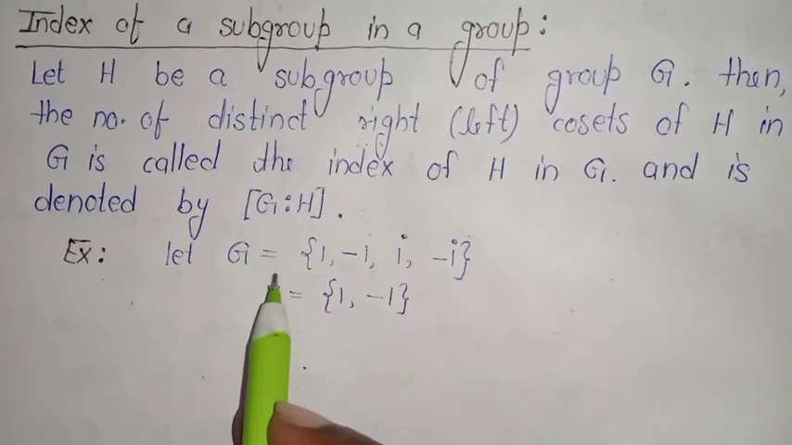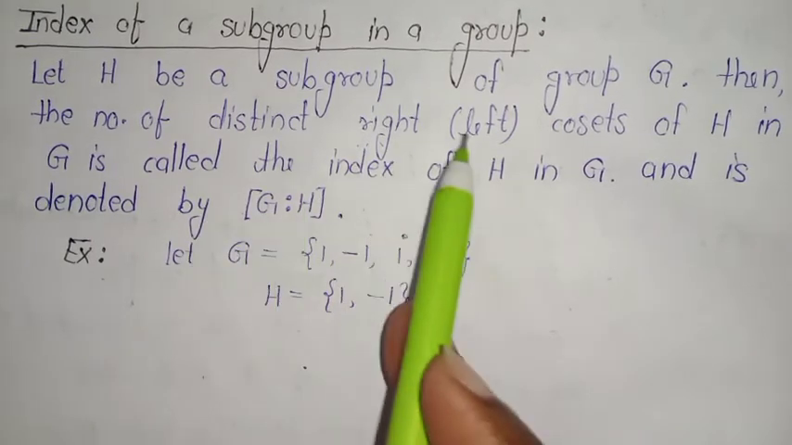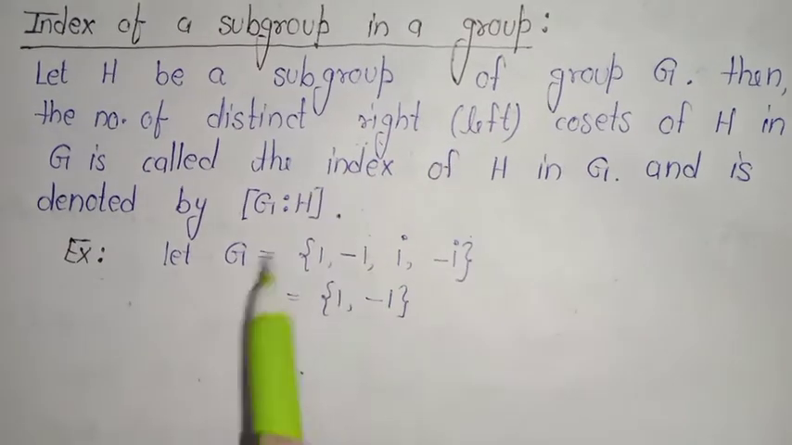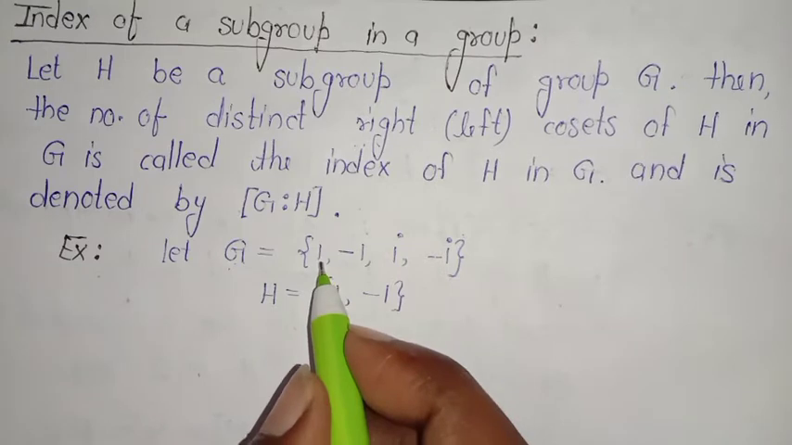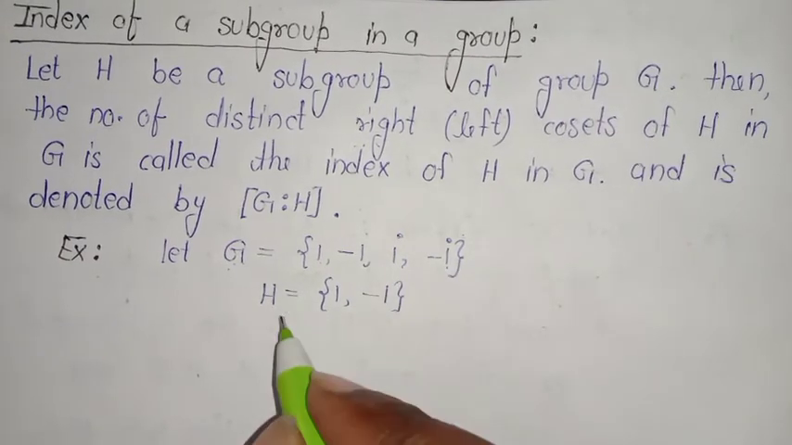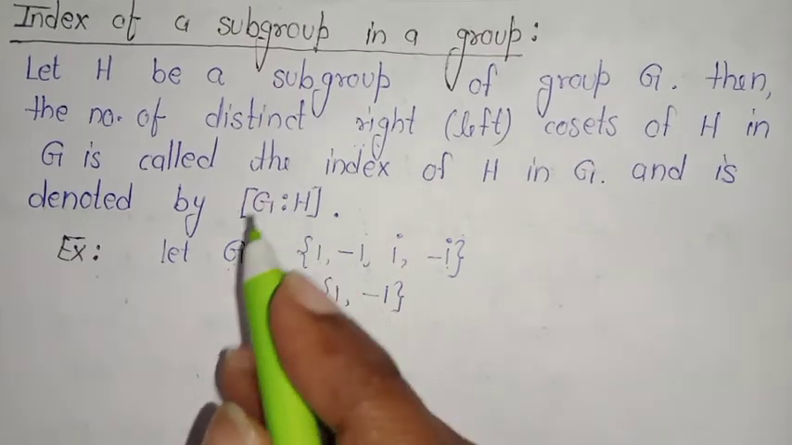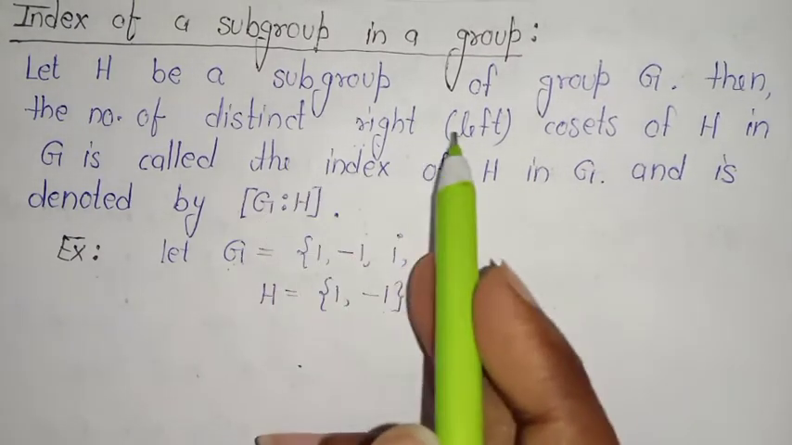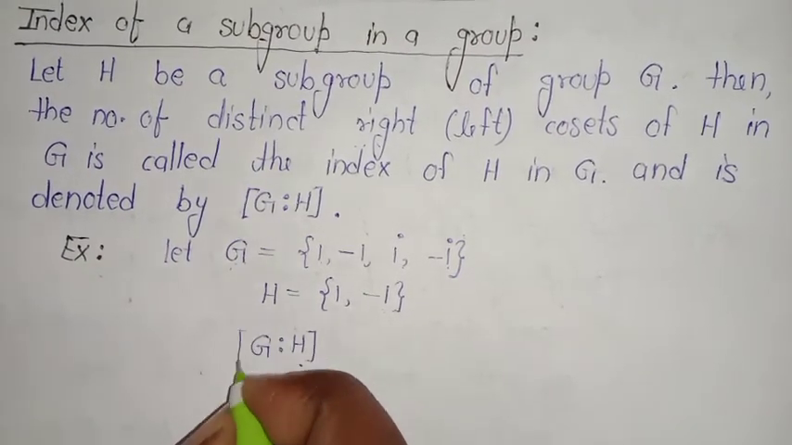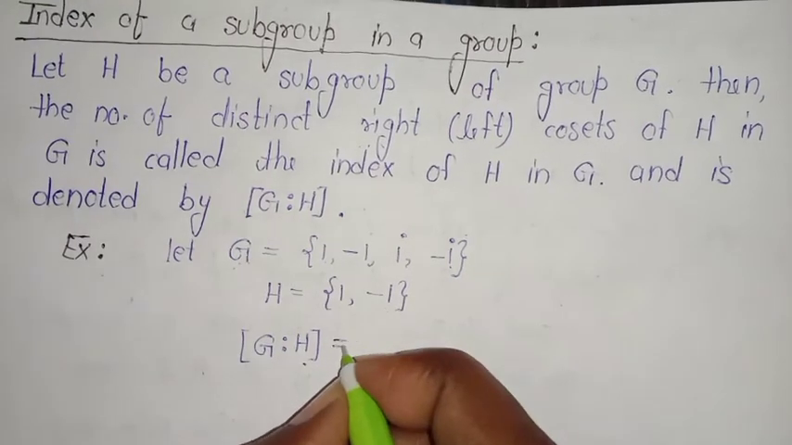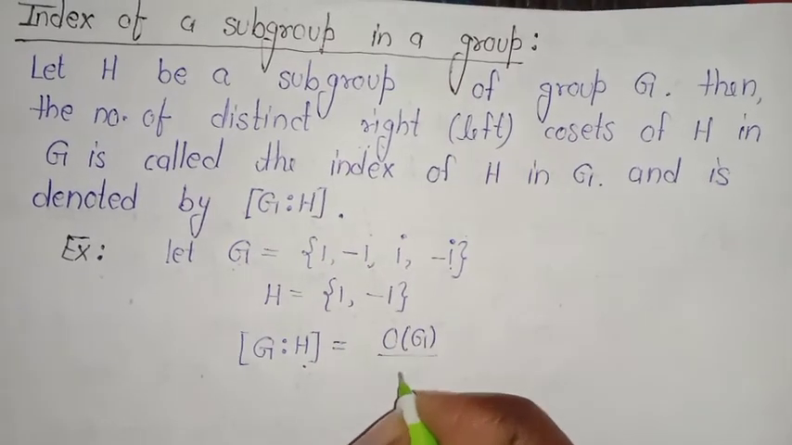I am taking our first example, in which we take the group G that I took in the video of cosets. This group contains 4 elements, it is a multiplicative group, and it contains 1, minus 1, i, minus i. Now I am taking one subgroup of this group, that is 1 and minus 1. It contains 2 elements. Whenever we have to find the index of H in G, we denote it by G ratio H, and we write order of G divided by order of H.